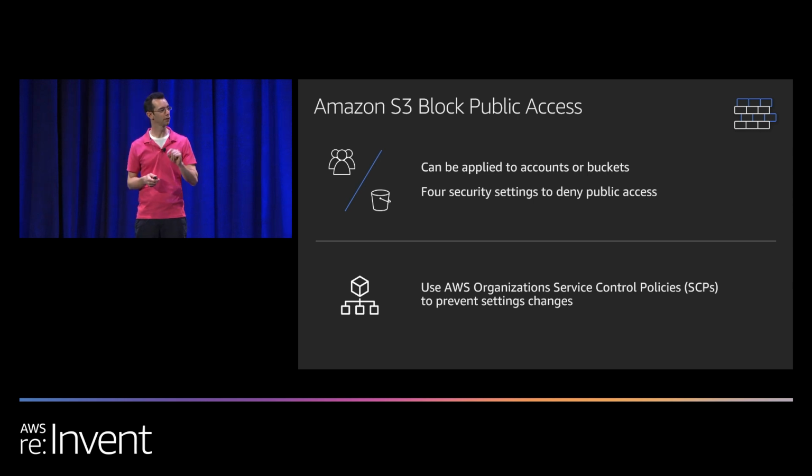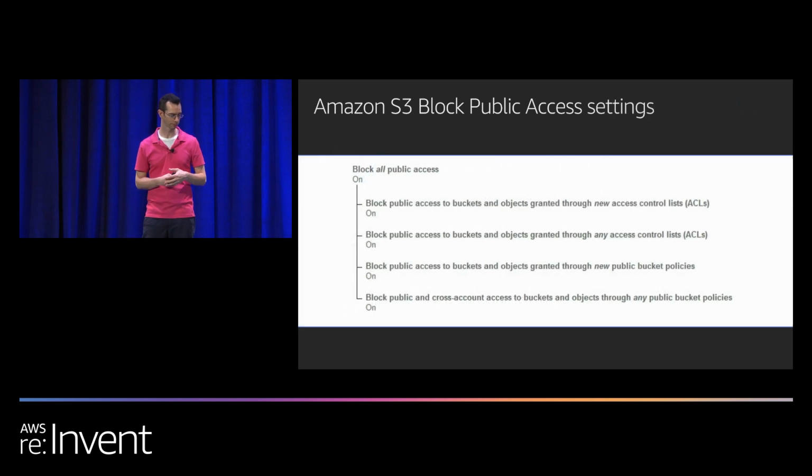And then AWS Organizations, using a service control policy, gives you the power to say, I set up block public access, now I want nobody to be able to change it. You can deny the ability for anyone to make changes at the org level. So now that account root user even can't change block public access, can't remove it. You've put that protection in place.